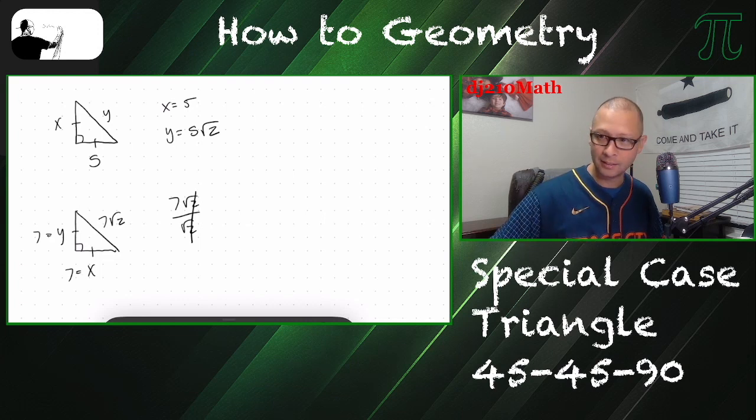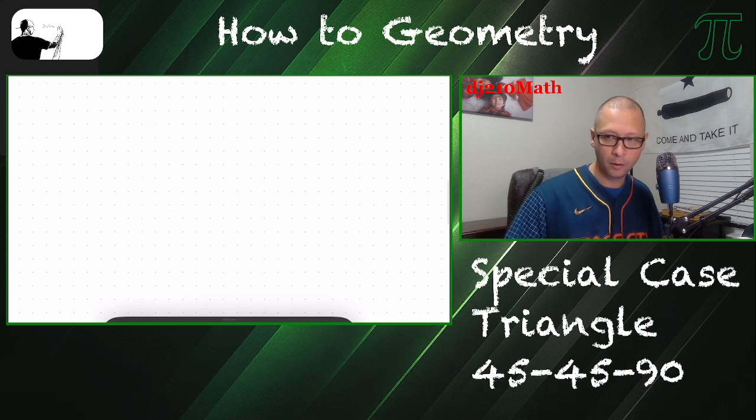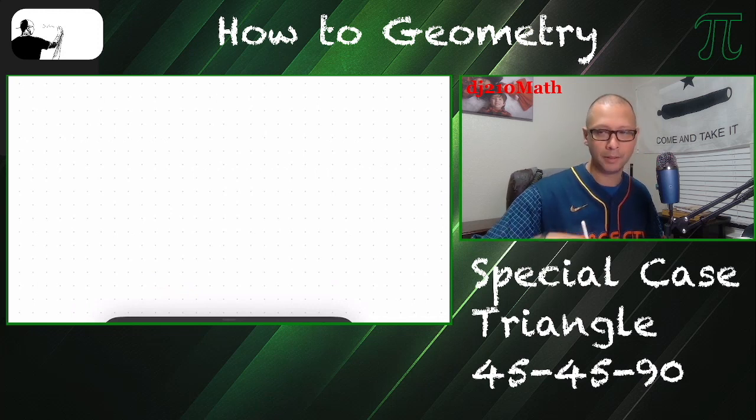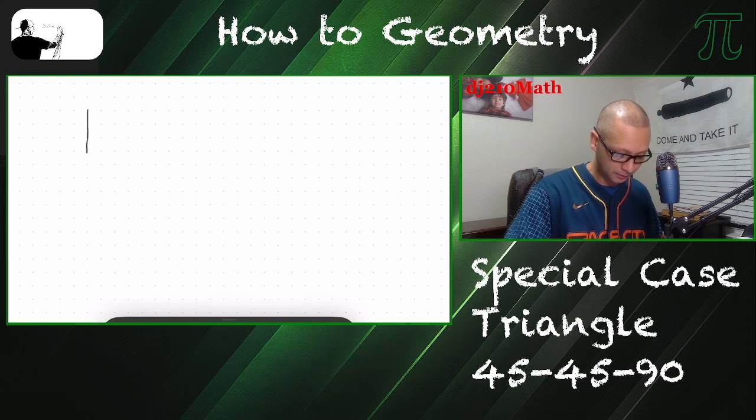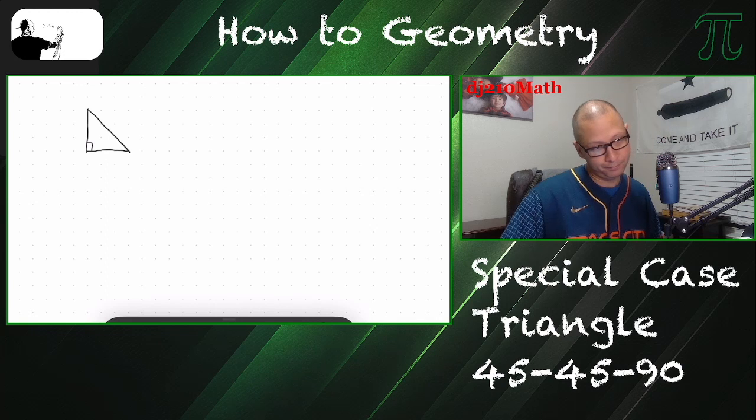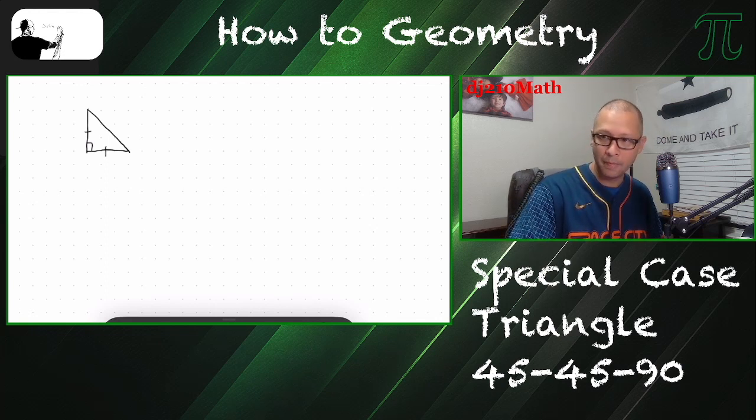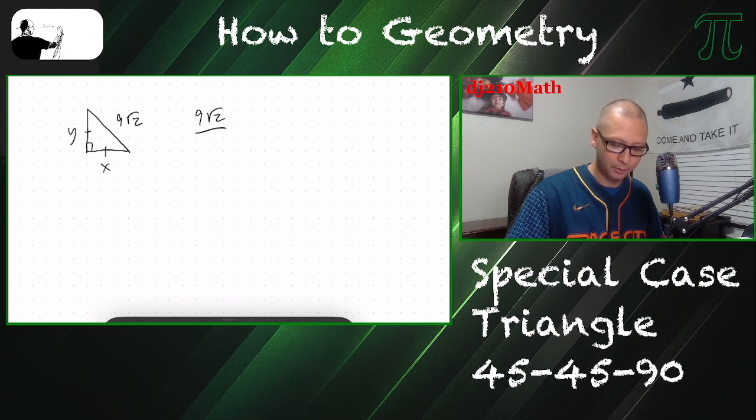That's nice. So we'll do a couple more, and because this gets really repetitive, hopefully it becomes obvious. That's the goal, right? That it's second nature. When we see it, we just know it. So here, if this was 9 root 2, the legs are going to be 9 root 2 divided by root 2. So the legs are going to be 9.